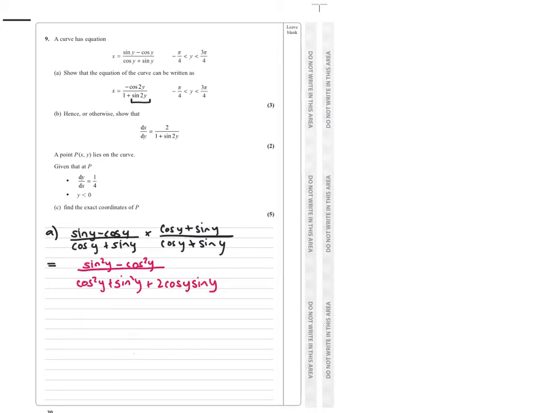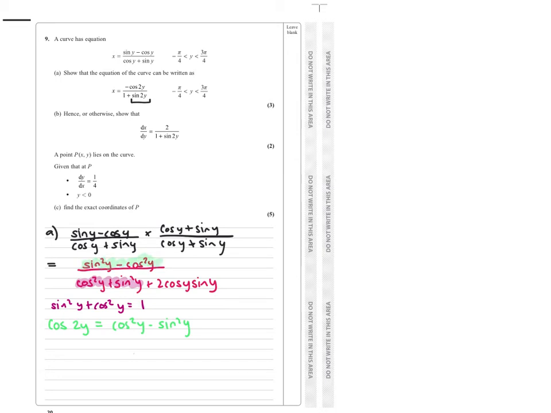Now, there are a few formulas that I know. First of all, I know sine squared y plus cos squared y equals 1, so I'm going to substitute a 1 here. I also know that cos of 2y can be written as cos squared y minus sine squared y. So therefore my numerator is going to be minus cos 2y.